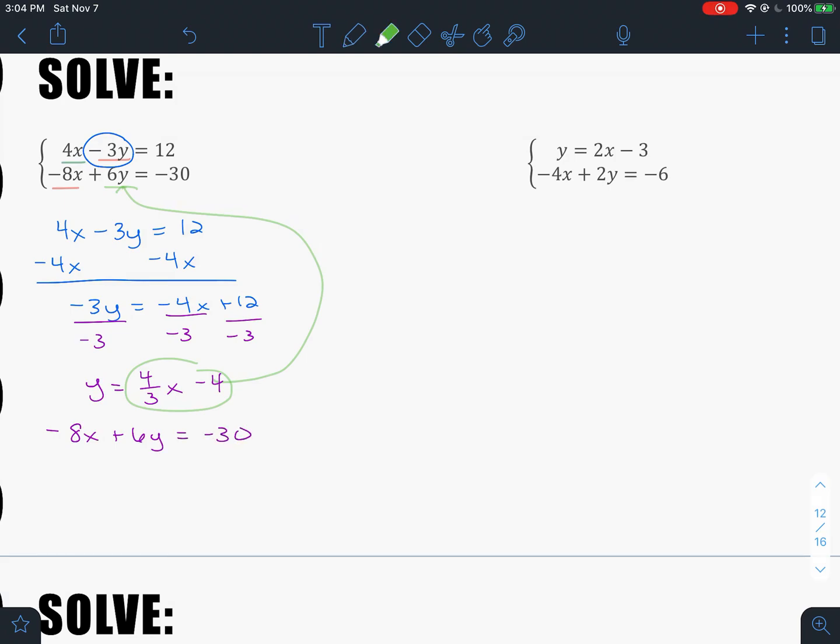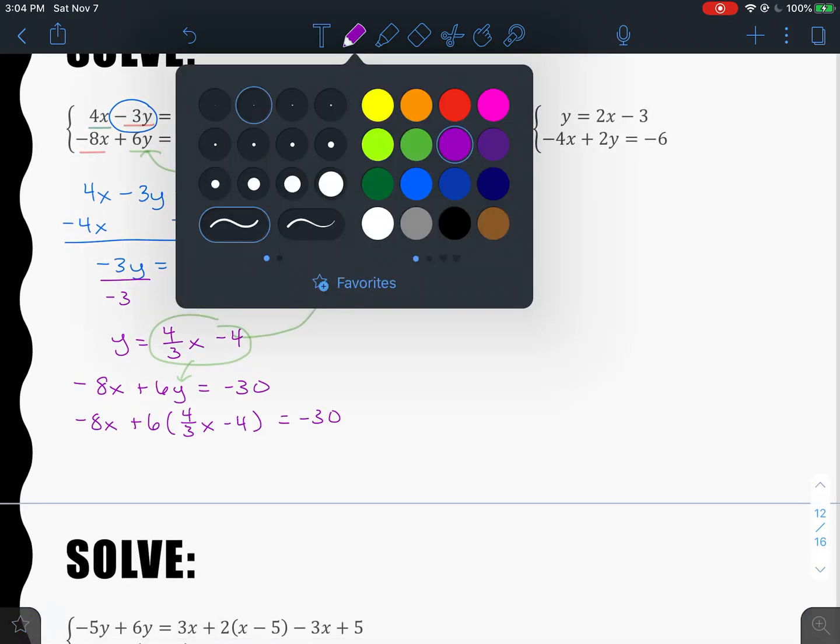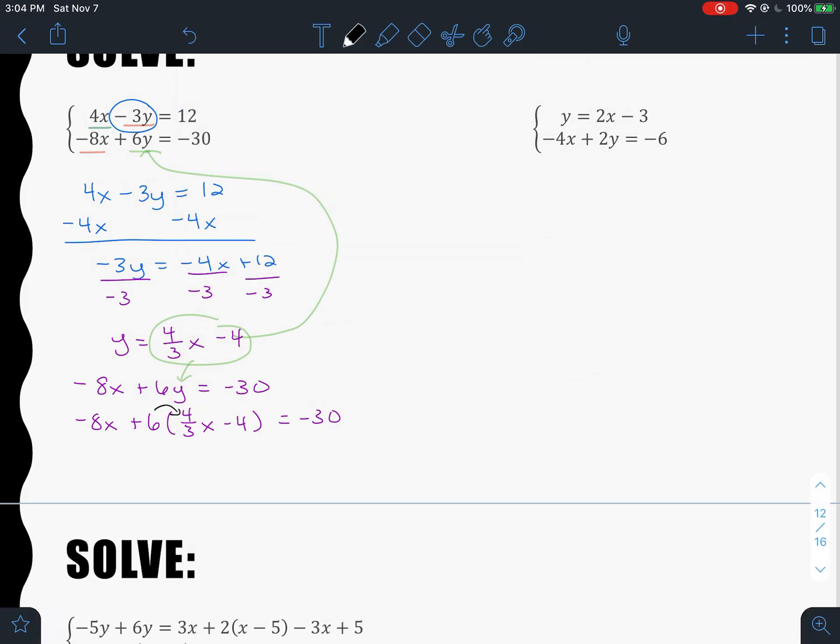So my second equation is negative 8x plus 6y equals negative 30. So I'm going to substitute my newfound value in for y. So I have negative 8x plus 6 times 4/3 x minus 4 equals negative 30. So I'm going to distribute. 6 times 4/3 would be 24 over 3. So that would be 8x. So I have negative 8x plus 8x minus 24 equals negative 30. Negative 8x plus 8x, well, when I combine those, I get 0.